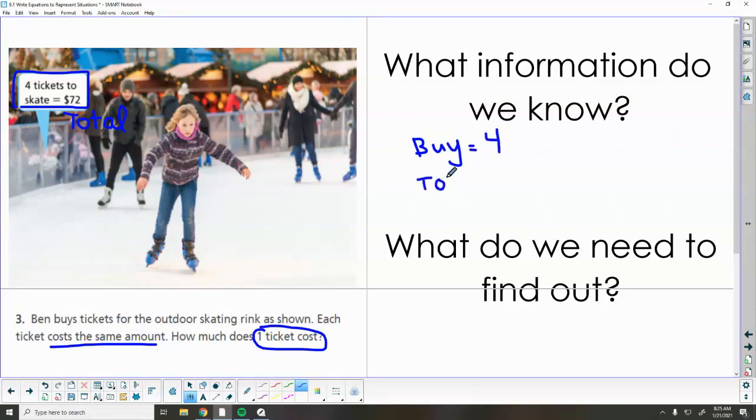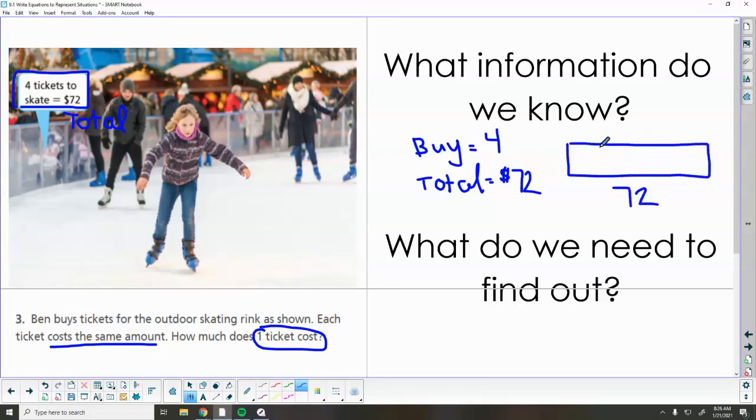And we know the total was $72. We also know that each ticket was the same amount. So we're doing the same thing over and over again. So here's our total of 72. And we know that they're taking that and they bought 4 tickets. So this ticket is the same price as this ticket, same price as this ticket, same price as this ticket.